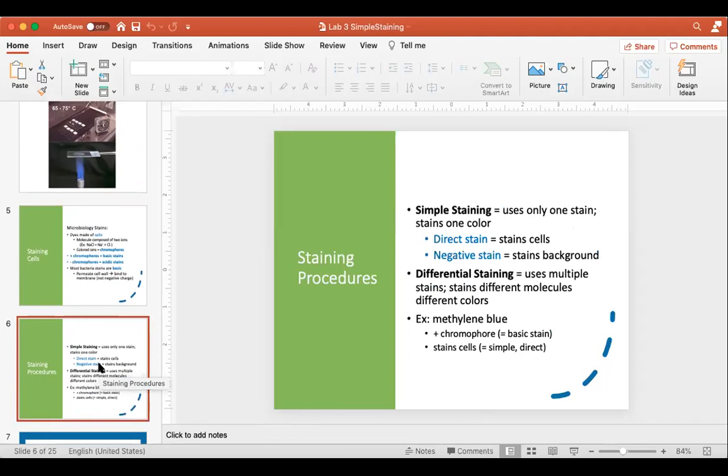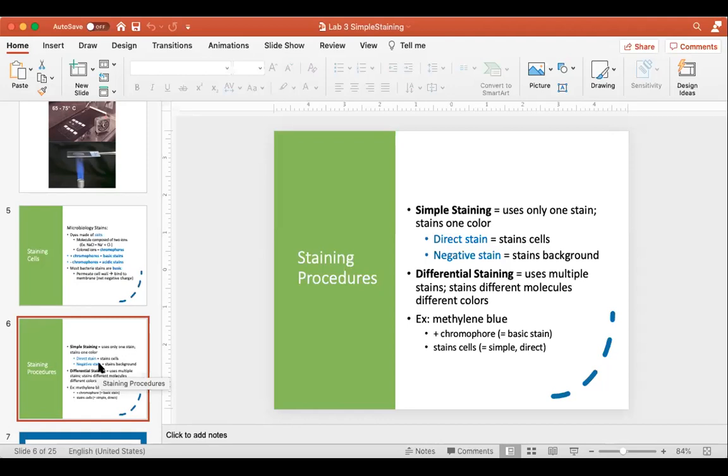Now, today we're going to be talking about simple staining, but there's another kind of staining we'll talk about in another lab called differential staining. When you hear somebody talk about simple staining, all that means is that the process they're going to use uses only one stain. In other words, we're only going to apply one color, one dye, essentially, to the cells. If we're using a differential staining procedure, we're going to apply several different stains to the cells, and each stain has a different color.